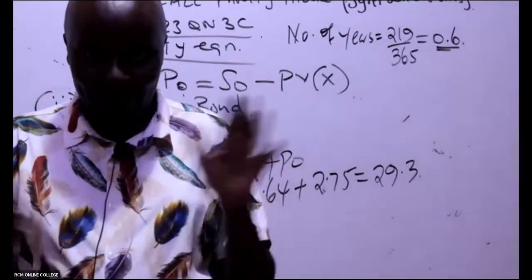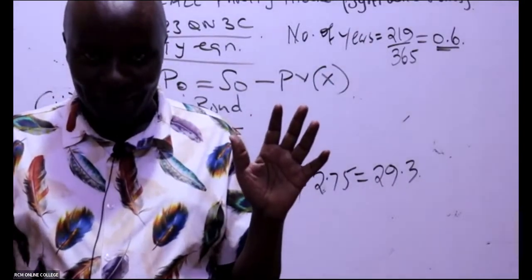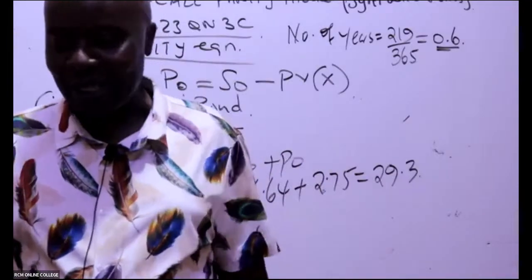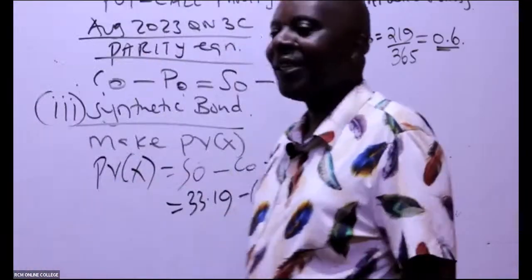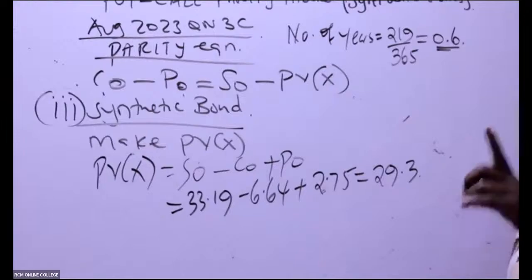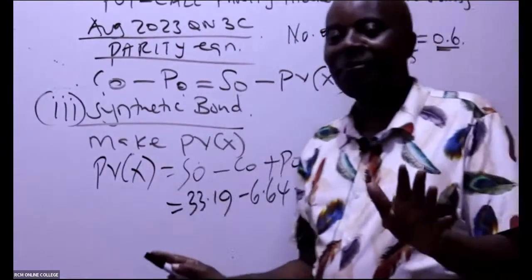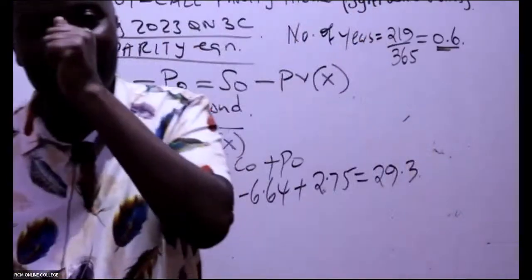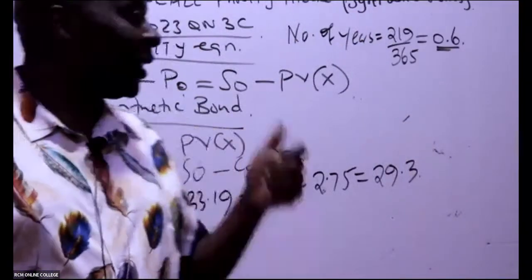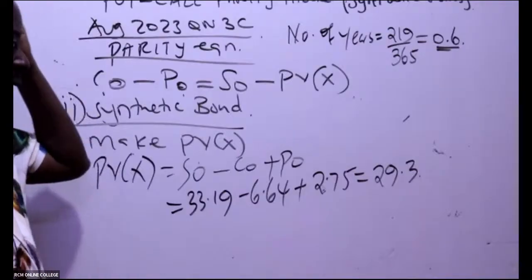So is there somebody who has been able to appreciate how to do this question in a way that if it came, they'll get all the marks? Any student who has been able to appreciate how Mwalimu has done this question, if it comes. But the most important thing, you must be able to remember the parity equation. If you forget the parity equation, how it looks like, then automatically you will not be able to get this.